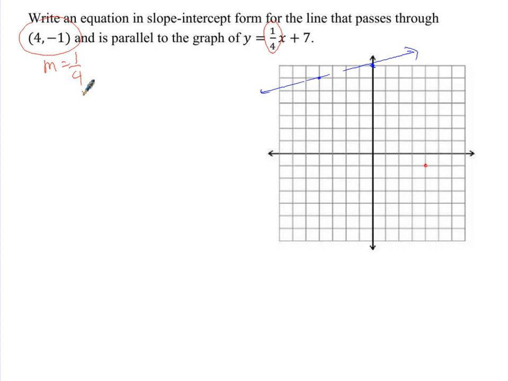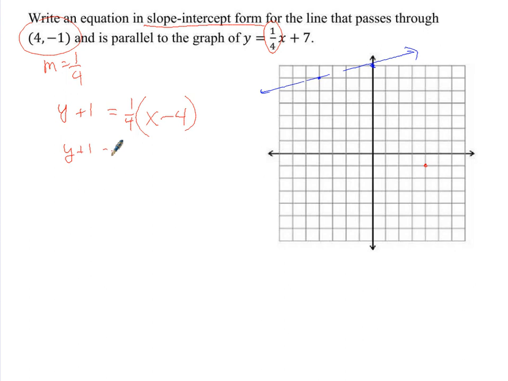Now what? Use point-slope form. So that's y minus y1 equals m times x minus x1. What do I write? y minus -1 turns into y plus 1 equals 1/4 times (x minus 4). So that is the equation. But they specifically said you have to write it in slope-intercept form. So now I put it in slope-intercept form. What do I do?